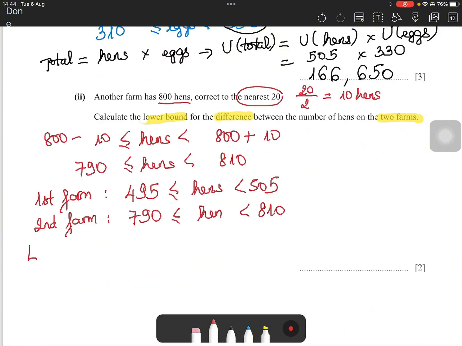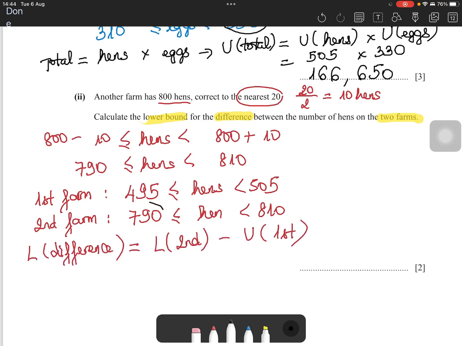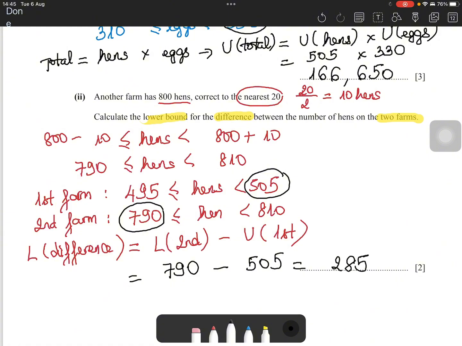So, to find the lower bound of the difference of the number of hens on the two farms, we need to use the lower bound of the second farm, subtract the upper bound of the first farm, which means we subtract 505 from 790. The lower bound of the second farm is 790 minus the upper bound of the first farm, which is 505. So the answer is 285 hens.